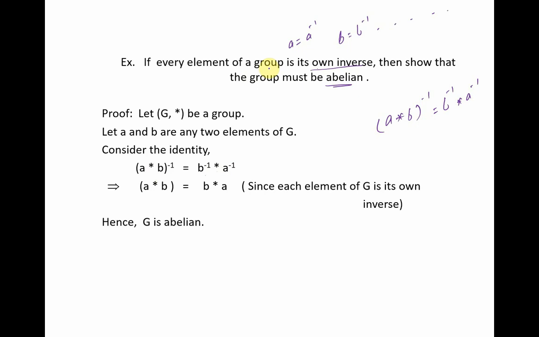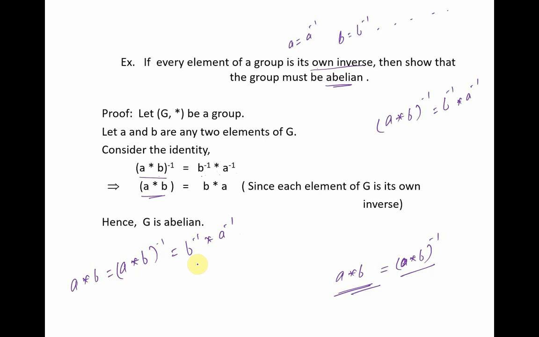As every element of the group is its own inverse, A star B is equal to A star B whole inverse. So A star B, I can write as A star B whole inverse, which is equal to B inverse star A inverse. Now as every element is its own inverse, B inverse I can write as B and A inverse I can write as A. So I can write A star B is equal to B star A. That means the group is abelian.